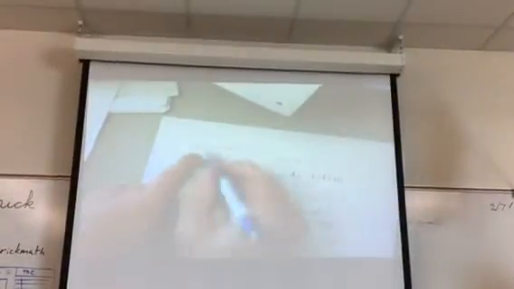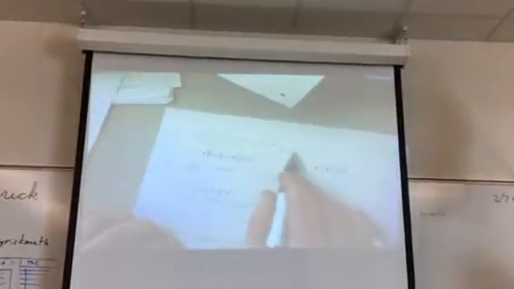Find f of g of negative 5. This is the word of. It's the exact same as having the notation with the parentheses. With the parentheses, you know you start from the inside, you work out. So since this means the same thing, start from the inside, work out. Negative 5 into g. Negative 3 times negative 5 is positive 15 plus 2 is 17.